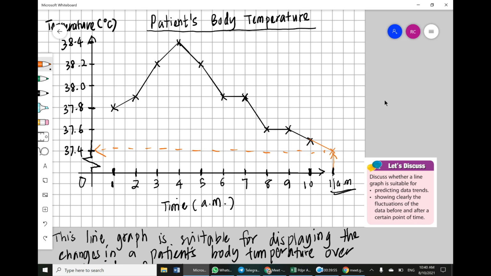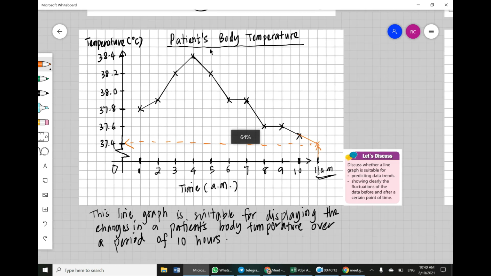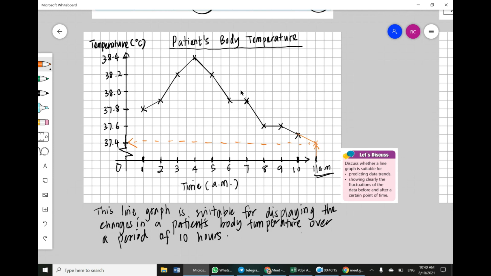It's showing clearly the fluctuation. So besides the line graph to show the patient's body temperature over here, can you tell me what are other types of the trends that we can use the line graph to represent? Besides showing the body temperature, line graph can be used for what? Any example? For money. For what again? Profit. Profit, yes, can. Business profit, very good. Any others? Sea level. Sea level, yes, correct.